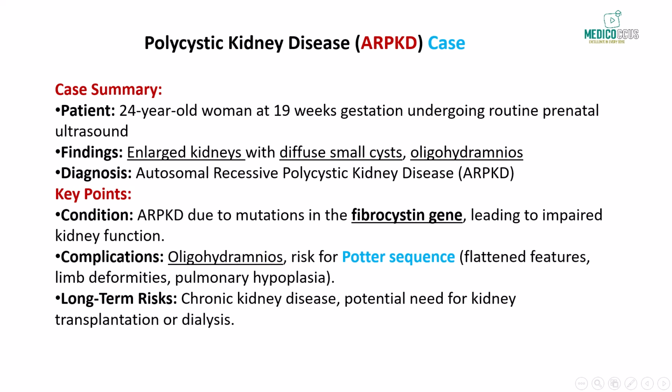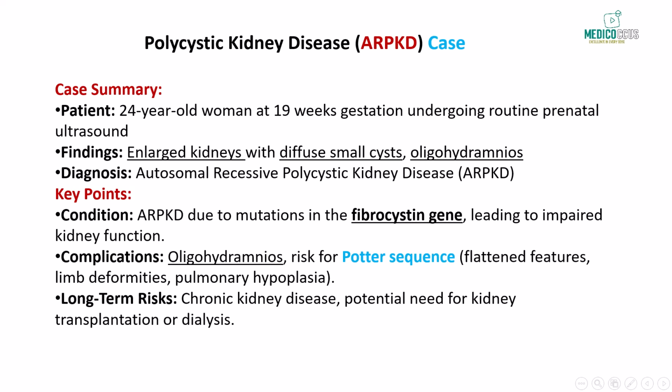A 24-year-old woman is undergoing a routine prenatal ultrasound at 19 weeks gestation. The ultrasound reveals a male fetus with bilaterally enlarged kidneys, which contain diffuse small cysts. The amniotic fluid volume is very low, and no other anomalies are observed. This fetus most likely has autosomal recessive polycystic kidney disease, a genetic disorder caused by mutations in the fibrocystin gene.